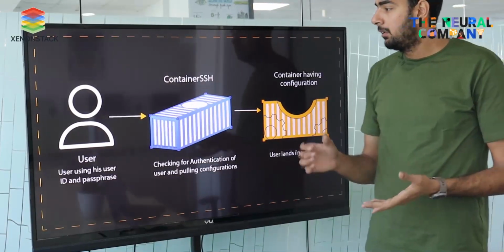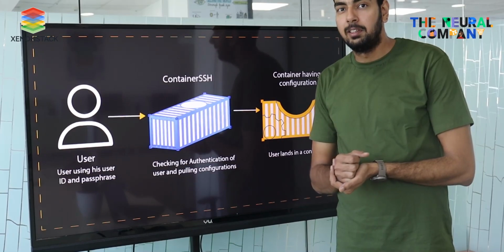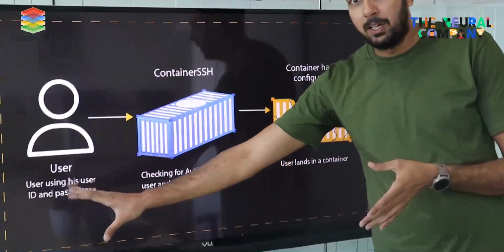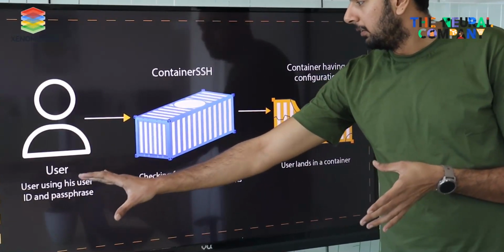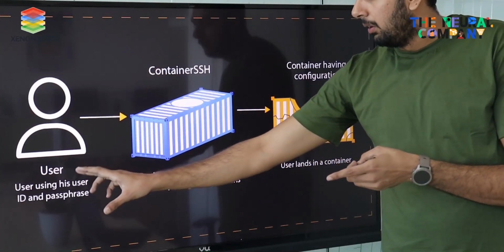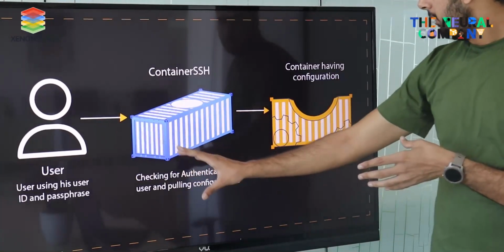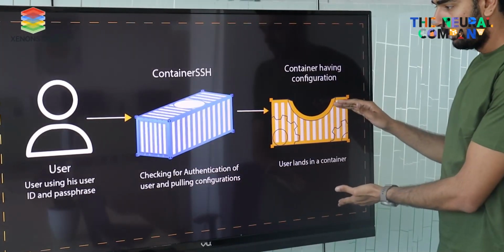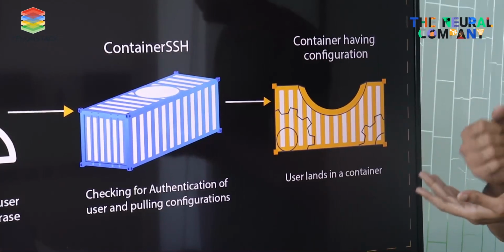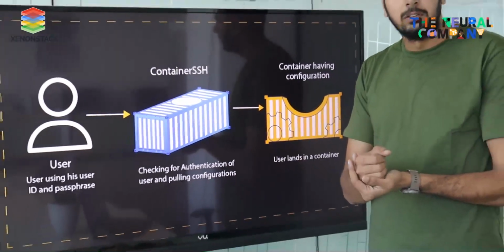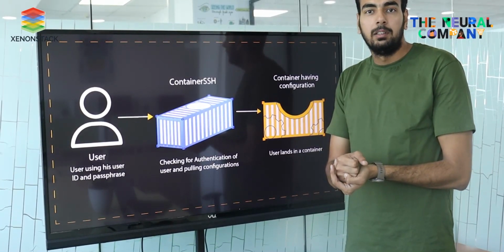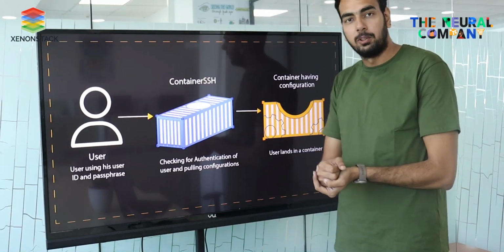Now, once again, let's take a look at how a user will see this environment. A user will have their username and password. They will just point towards the server, give their password, and they will simply land in a container. Now, this is just what the user has to do. It has nothing to do with Kubernetes or containers. The only prerequisite, as I have already told you, is that they should have a VPN connection to the server.